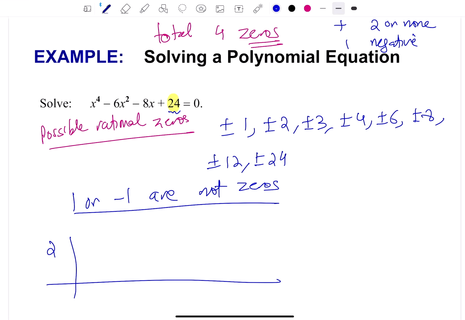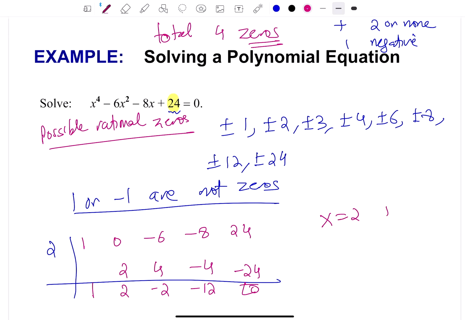Let's go ahead and do synthetic division. I don't have an x to the 3rd term, so I will have to add a 0 for the cubic term. Then minus 6, minus 8, and 24. 0 plus 2 is 2. 2 times 2 is 4. Negative 2, that's negative 4. Negative 12, and that's negative 24. And we have the remainder 0. So x equals 2 is a zero.